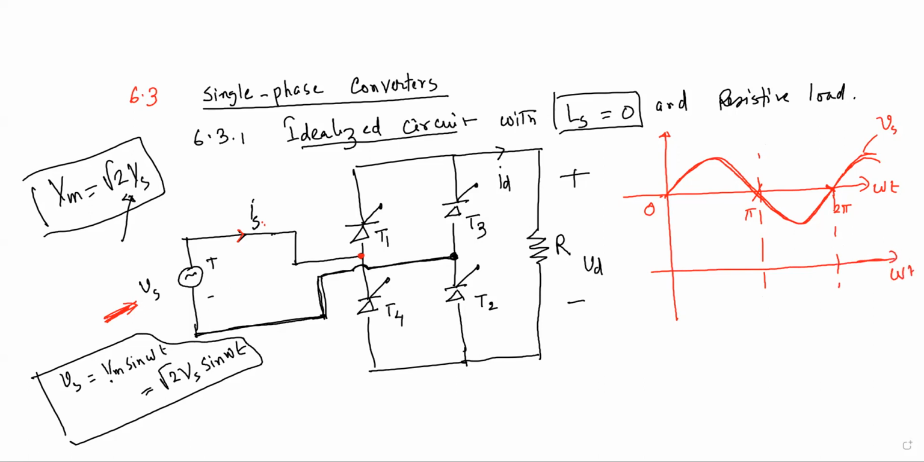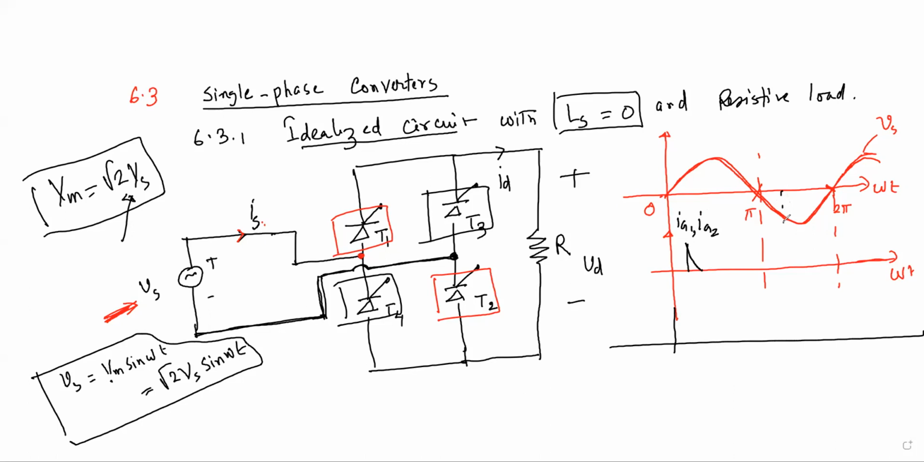Okay, now we will have a pair: this T1 and T2 will be conducting for the positive half cycle, right? And then this T3 and T4 will be conducting for the negative half cycle. From the diode rectifier, we know that. For T1 and T2, we have to apply the firing pulse. So I write it this way, IG1 and IG2. At the same instant, we have to apply the firing pulse.